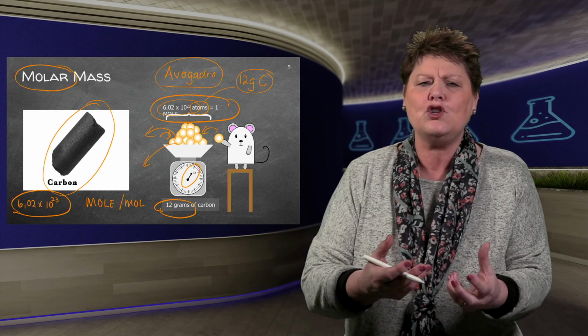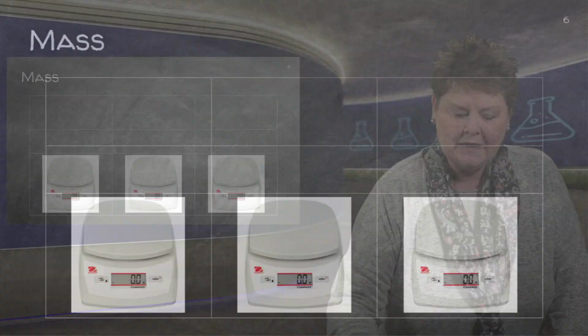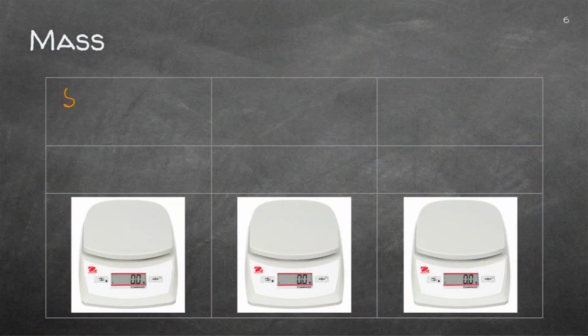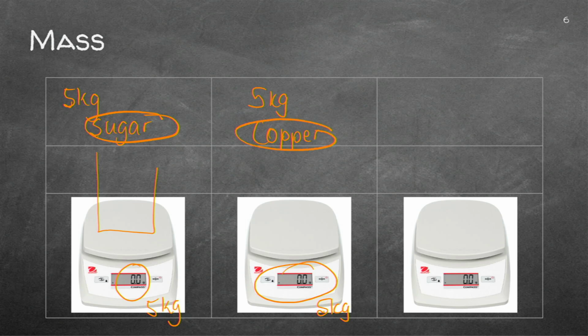It's not the same weight as sugar. So there's different elements with different masses. Let's have a look. If I took 5 kilograms of sugar, I would put that on the scale, and you would see there 5 kilograms. If I took 5 kilograms of copper, it will again measure 5 kilograms. But you know now sugar is quite different from the metal copper.